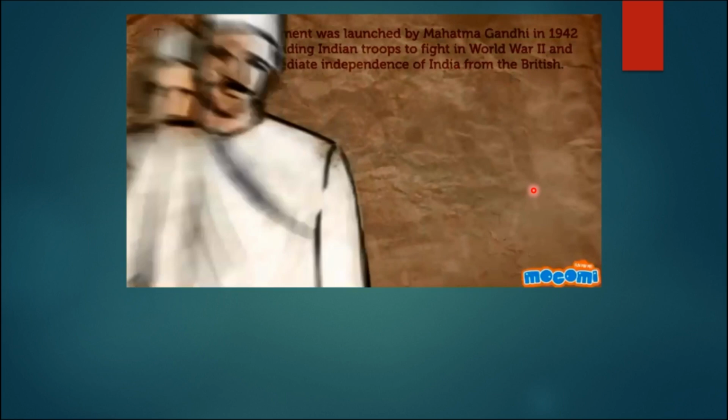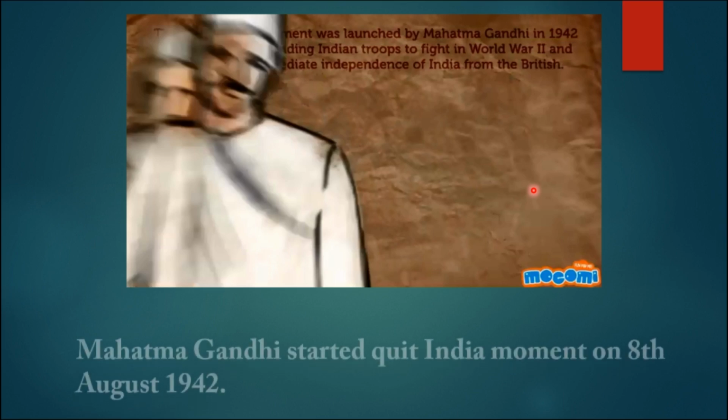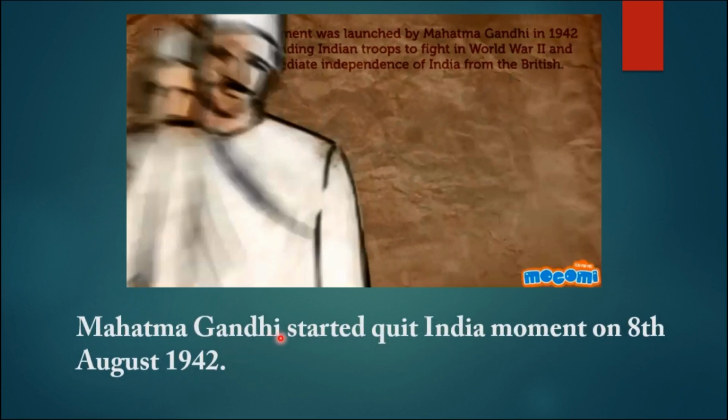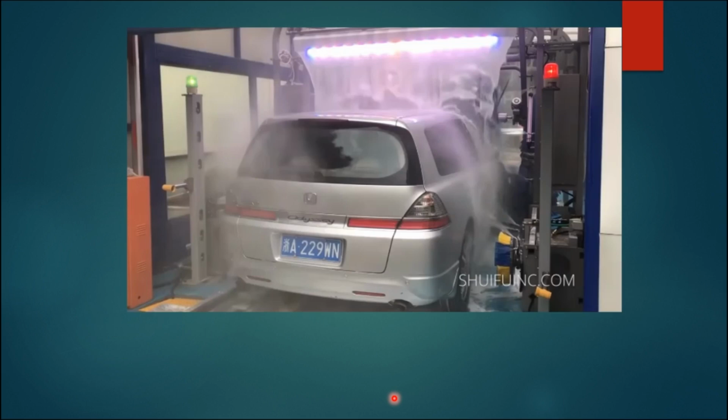So, if you are asked a question, when was Quit India movement initiated, or who initiated, who started Quit India movement, then your reply is Mahatma Gandhi started Quit India movement on 8th August 1942. Here Mahatma Gandhi is the subject. It is followed by V2, started. Start, started, started. These are the verb conjugations of start. Okay, the rest is dash dash dash. Next example. Look here.